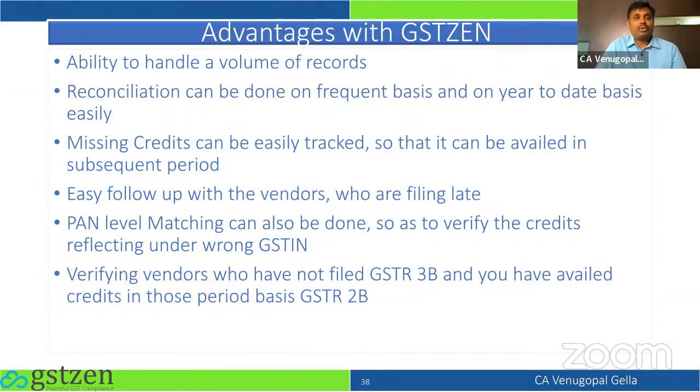Sometimes you might have noticed the invoice would have gone to the head office and the goods would have come to some branch. So the branch has accounted the purchase bill, but the credit is lying in the head office. Ideally, the cross charge should have happened. So these kinds of errors can also be traced and handled. Especially verifying the vendors who have not filed 3B and you have already availed the credit basis GSTR-2B. These can also be tracked in GST Zen.